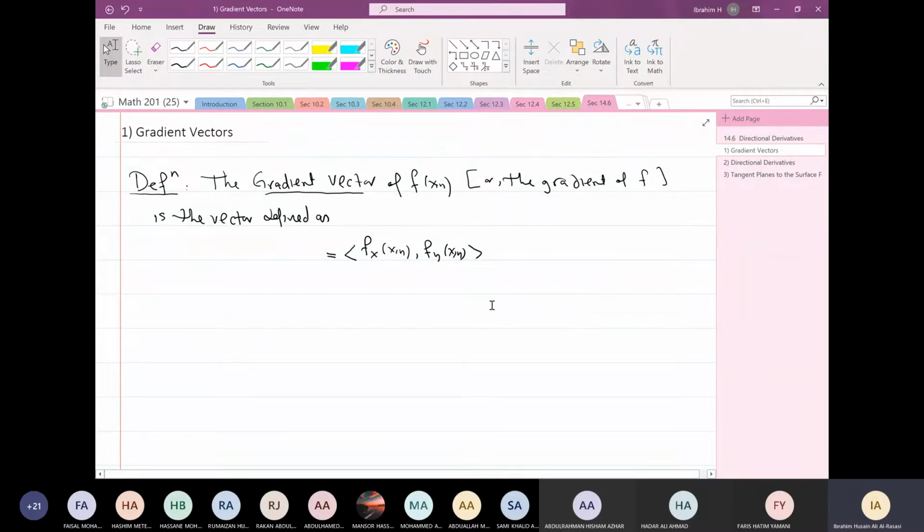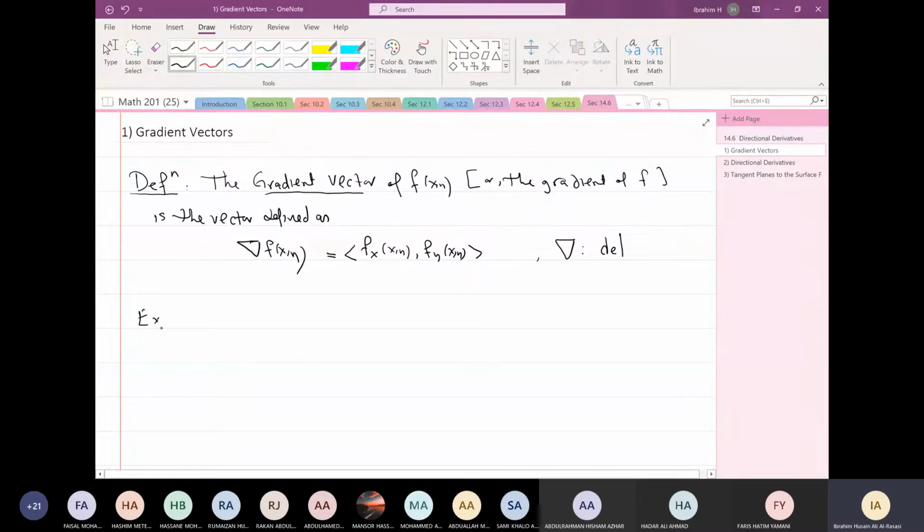The notation for the gradient is the following, where I just inverted delta. This inverted delta is called del. We read it as del. So we say del of f, or we always say gradient of f, equals f sub x comma f sub y. It is a vector, called the gradient vector of f. Now just a simple example here.